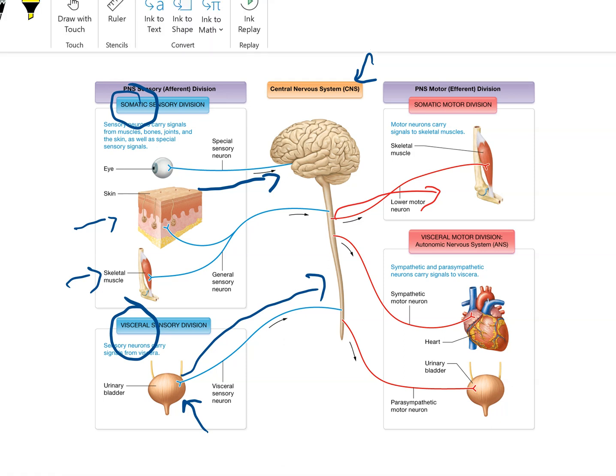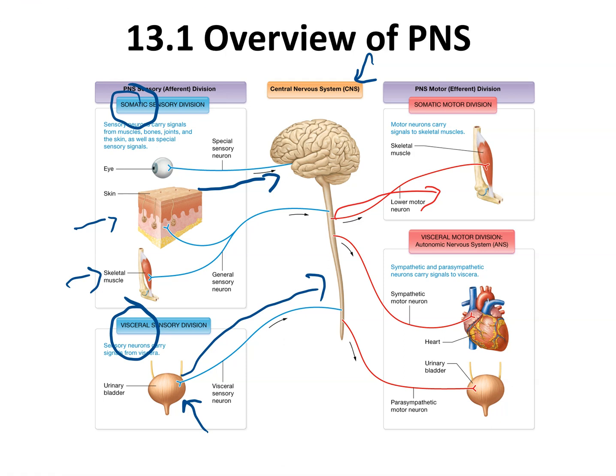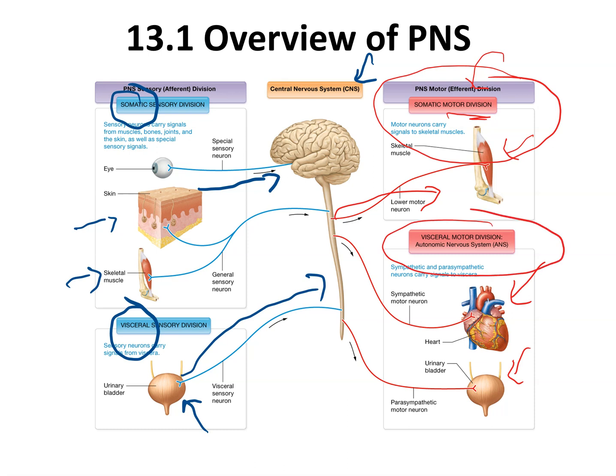Now the motor information is going to leave through, again, the motor or efferent division. If it's going to skeletal muscle, remember it will be called somatic motor, and we studied that already when we looked at skeletal muscle, somatic motor neurons. If it's going to cardiac muscle, smooth muscle, or glands, then we're going to be using the visceral, which is usually called the autonomic nervous system. So you're using the autonomic motor, and again, that's going to your involuntary structures.